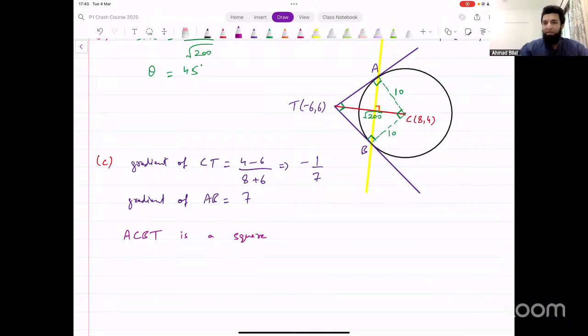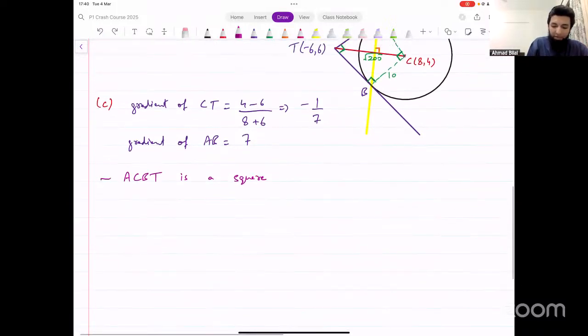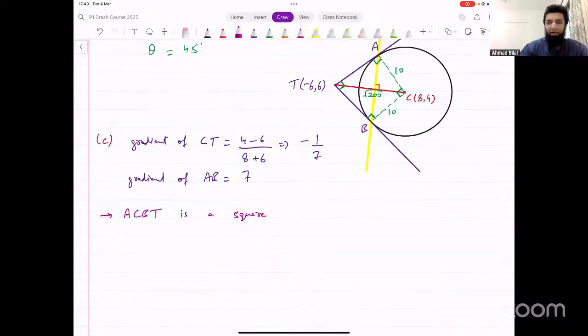Okay, because the angles are all 90 and the lengths are all equal. In a kite, adjacent sides are supposed to be equal, right? So if these two are equal, and the angles are 90, then that makes the other sides also 10. So that makes it a square. Since it is a square now, we know that in a square, diagonals always meet at the midpoint. And in a square, the diagonals are perpendicular bisectors of each other.